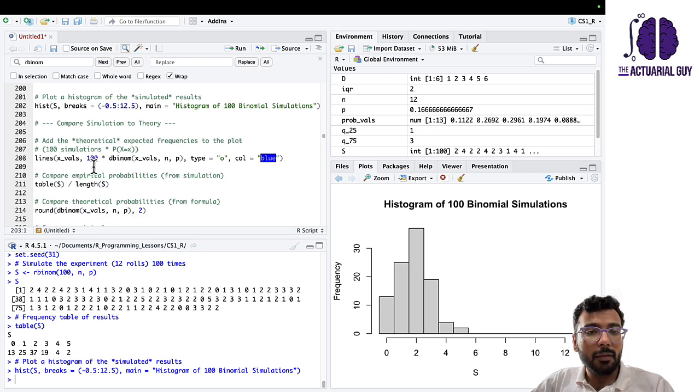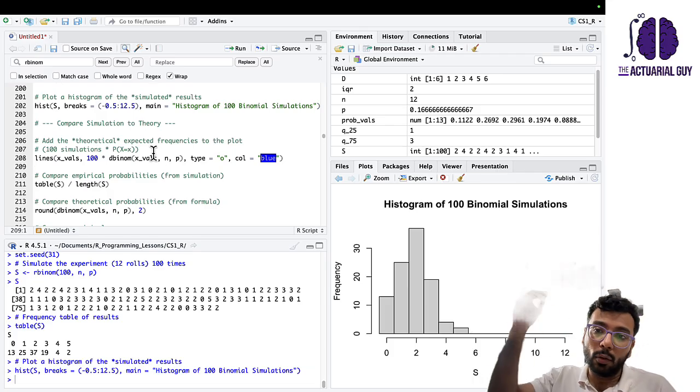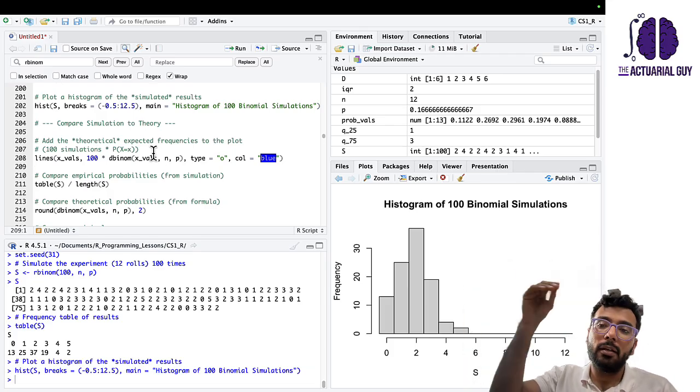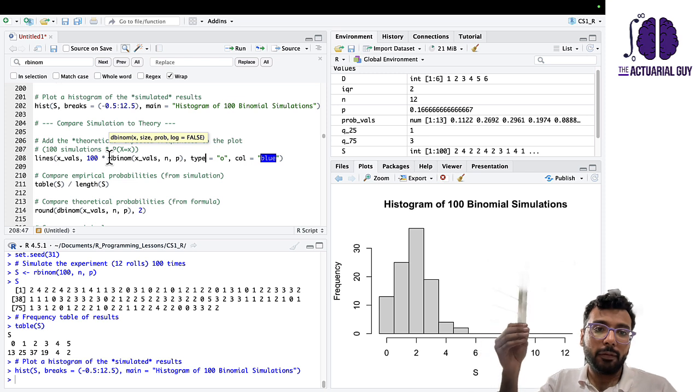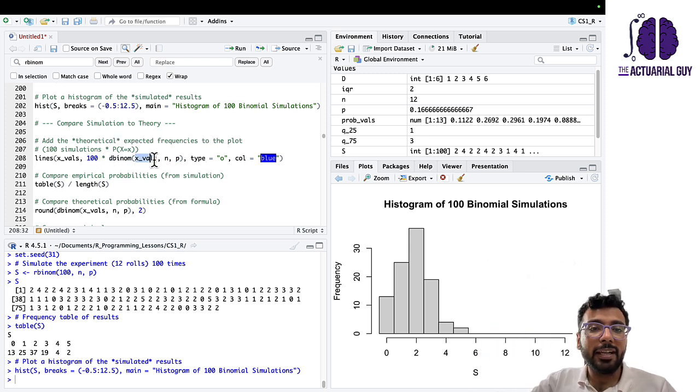Here we have the simulated frequencies of 100 simulations. In 100 simulations, how many successes did I get in each set of these 12 rolls? Now, what I want to do is compare this to the theoretical or expected frequencies. For that, I can use dbinom. dbinom gives me the PDF, or the PMF. So I multiply that by 100, taking it at x vals.